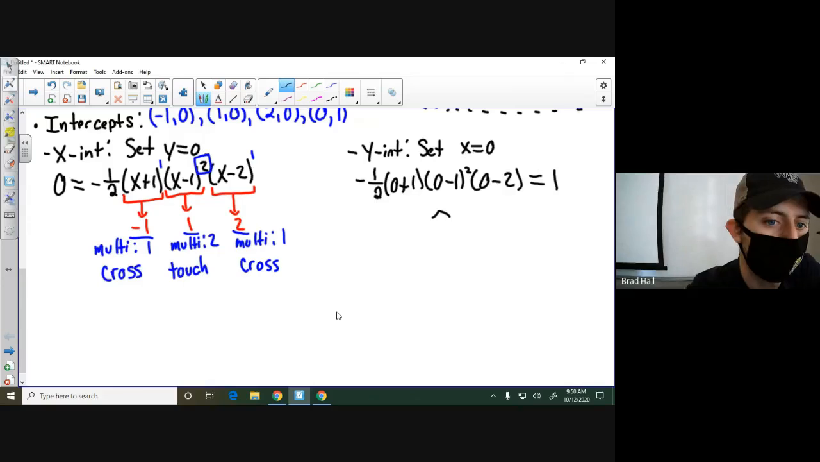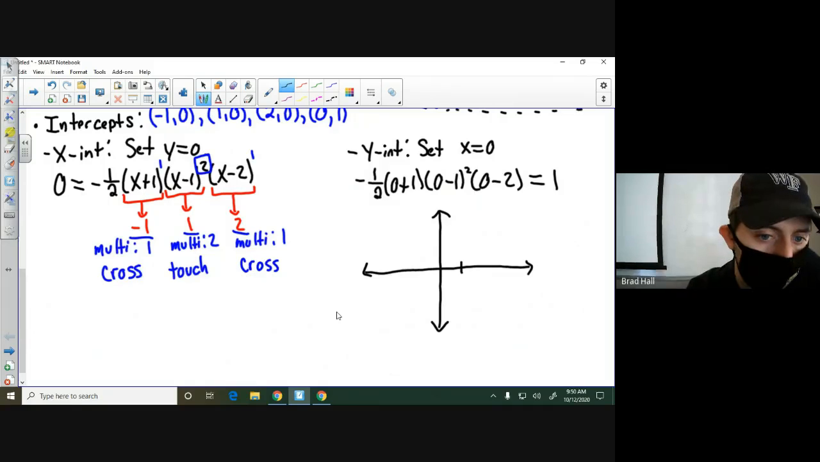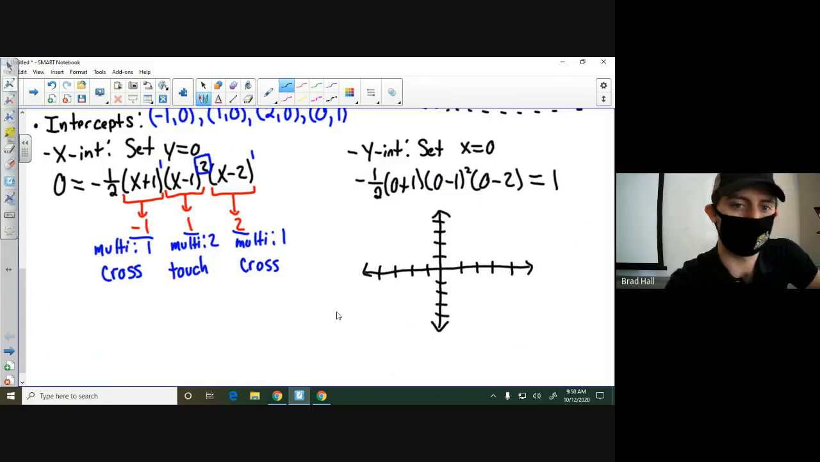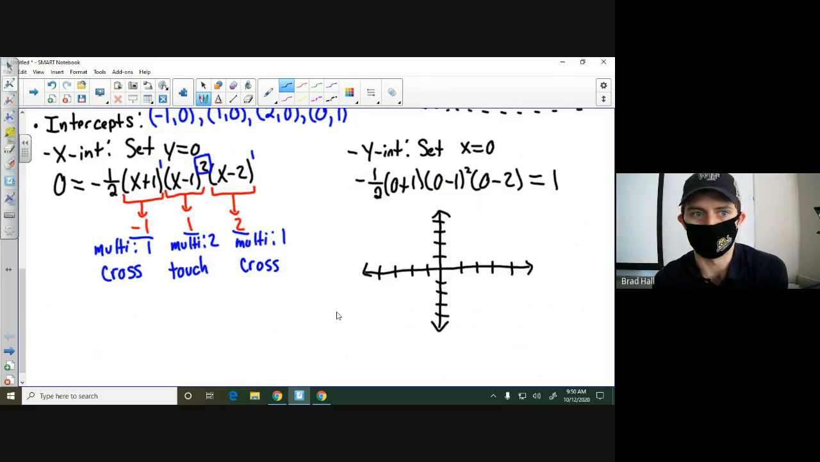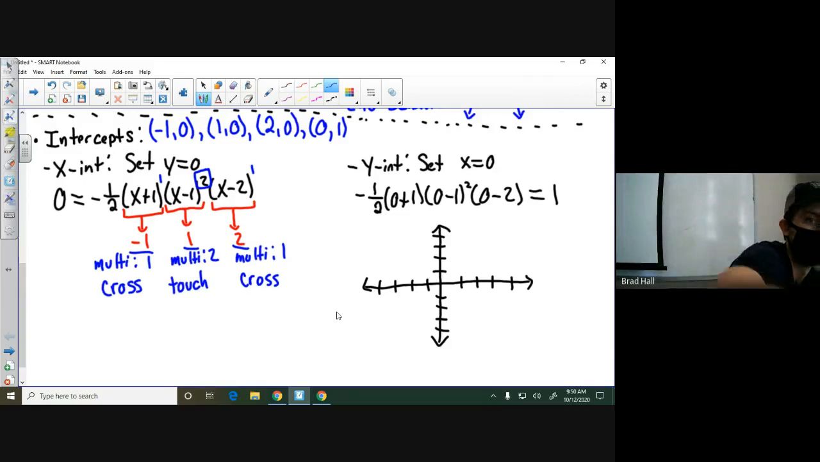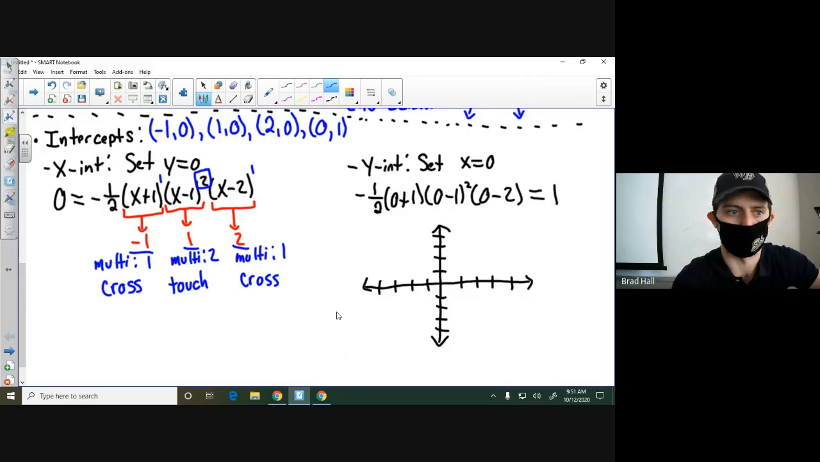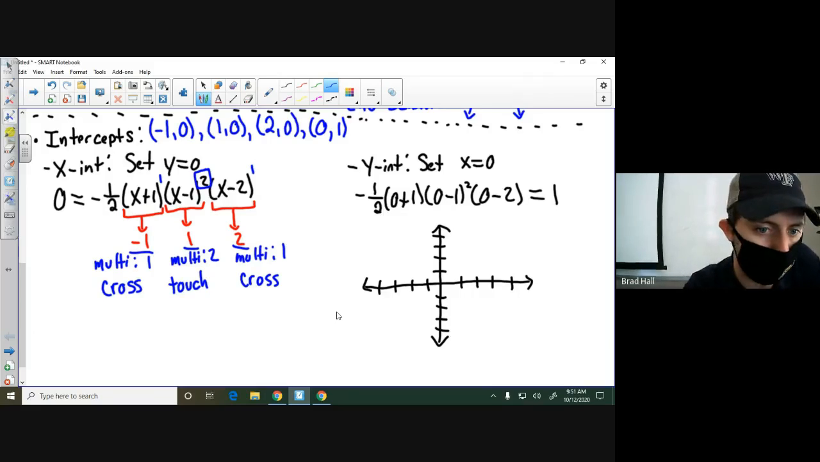So let's go ahead and set up the graph, and there should be one provided for you in your workbook. Okay, so let's go ahead and plot definitive things. The intercepts. Those are definitive points that we could plot no matter what. First one is (-1, 0), (1, 0), and (2, 0), and then (0, 1). So there are the 4 points right there.